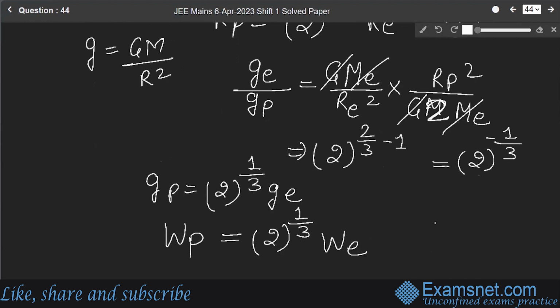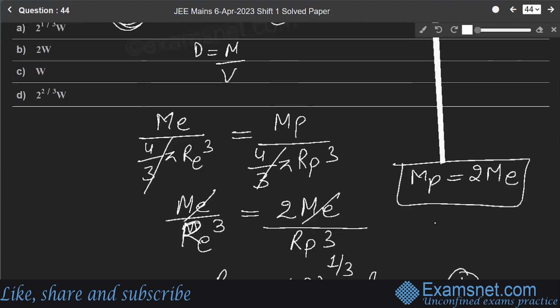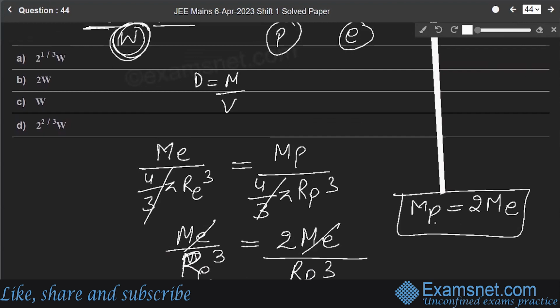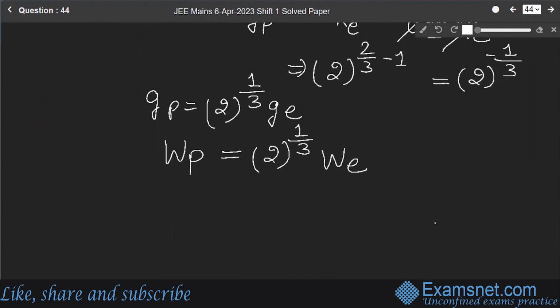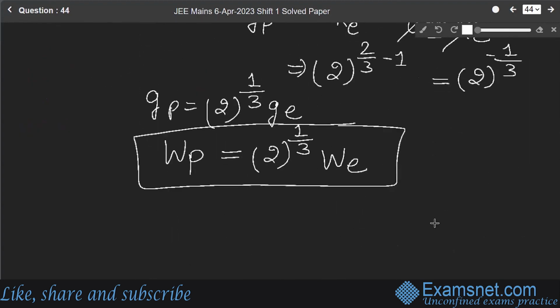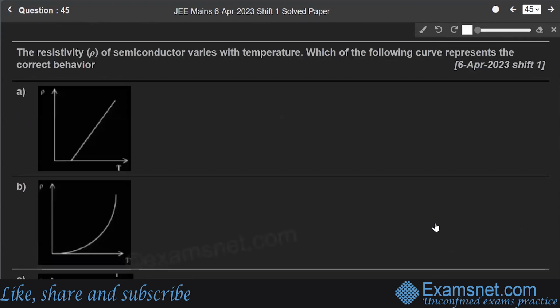So the correct answer is answer A, 2 raised to the power 1 by 3 W. Got it? Now, the next question is question number 45.